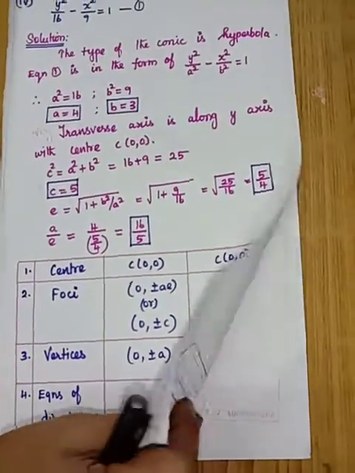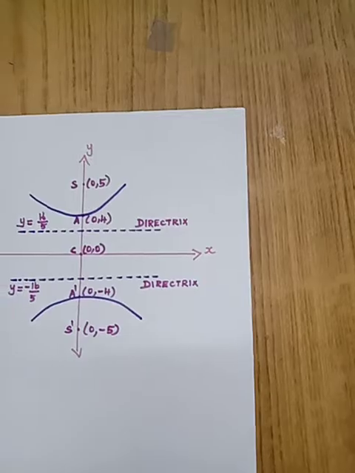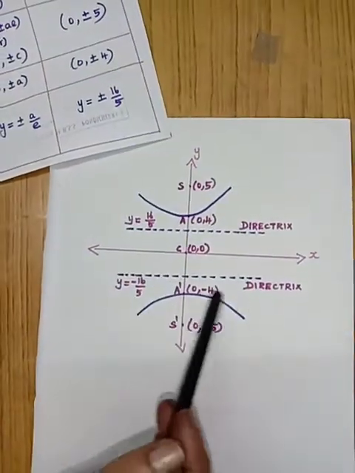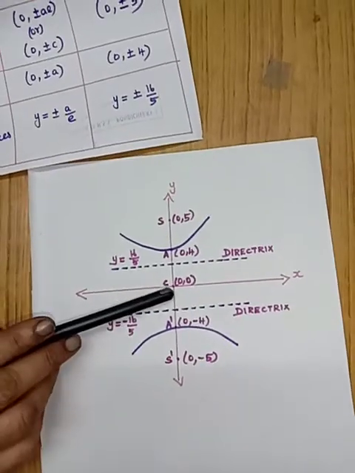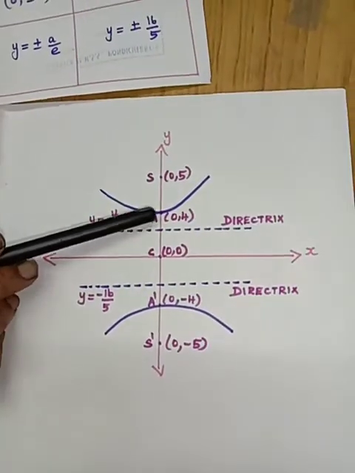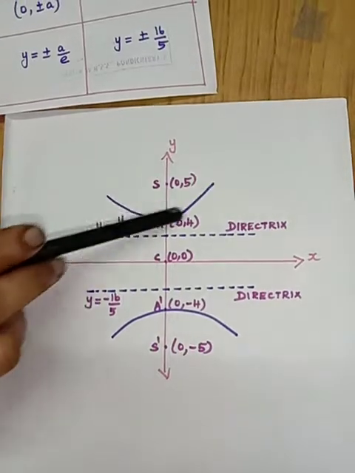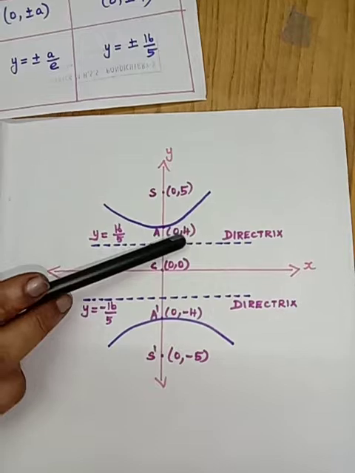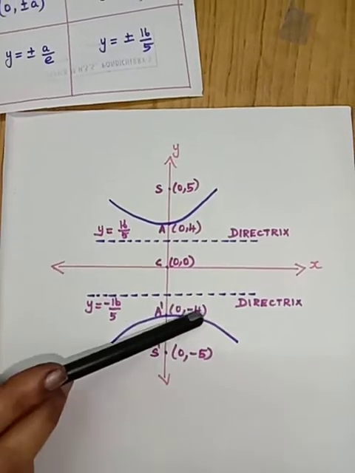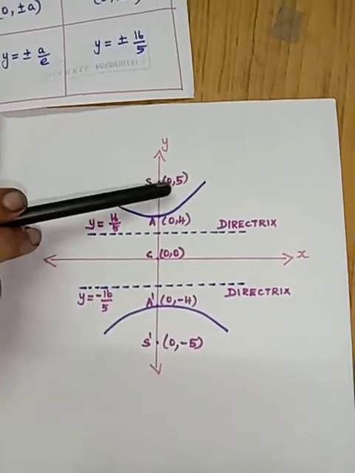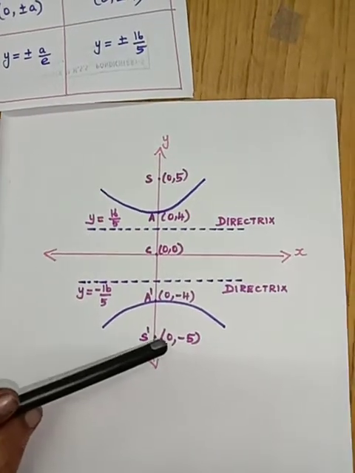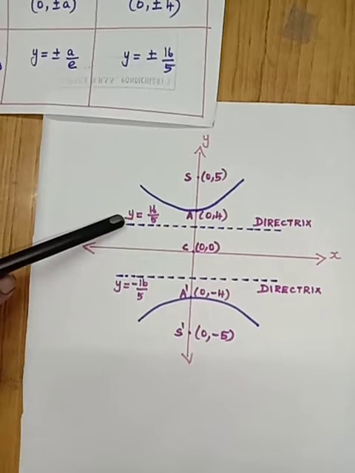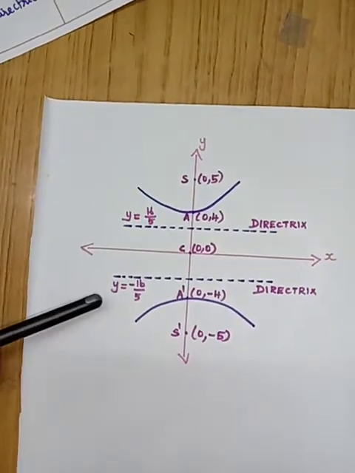So these results have to be drawn in the diagram. Look at this. The transverse axis is along the y-axis. So the shape of the hyperbola will be like this. The center is 0, 0 and the hyperbola passes only through the vertices. So A is 0, 4, A dash is 0, minus 4. The foci will be 0, 5 and S dash is 0, minus 5. These two are the directrices whose equations are y is equal to 16 by 5 and y is equal to minus 16 by 5.